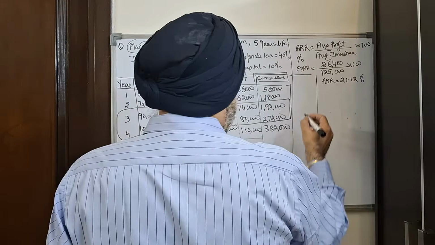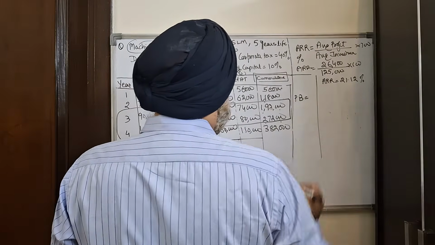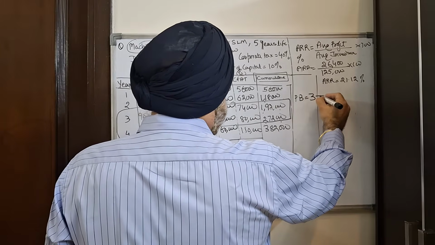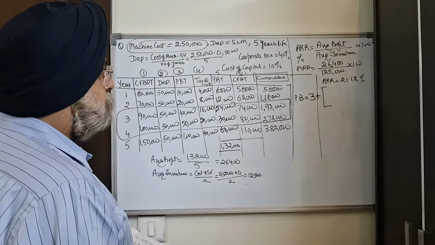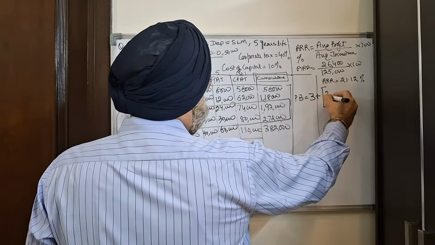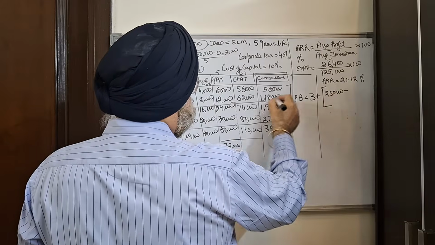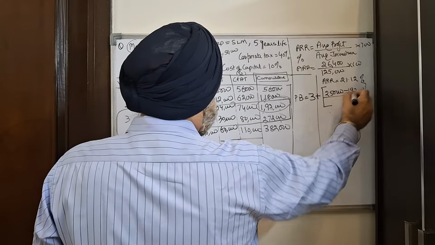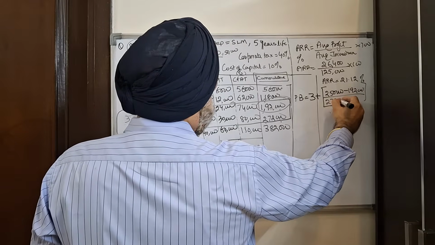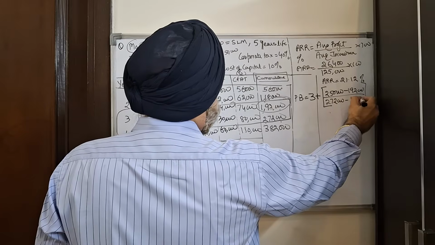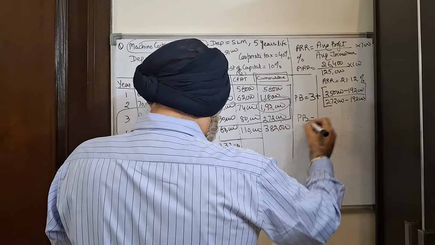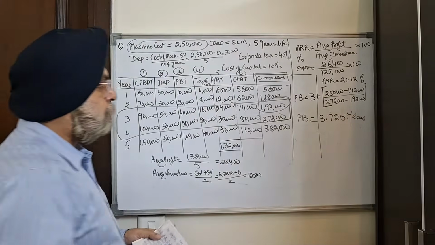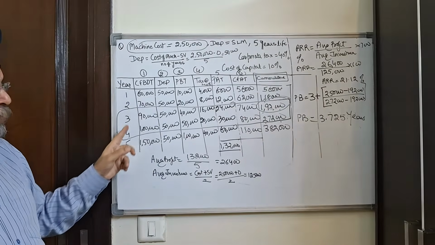Now the formula will become: payback period is equal to 3 years plus cost of machinery 2,50,000 minus the lower cumulative, upon the higher cumulative minus the lower cumulative. So the payback period will come to 3.725 years. If we calculate this, again I repeat, it is coming between 3 and 4 years.